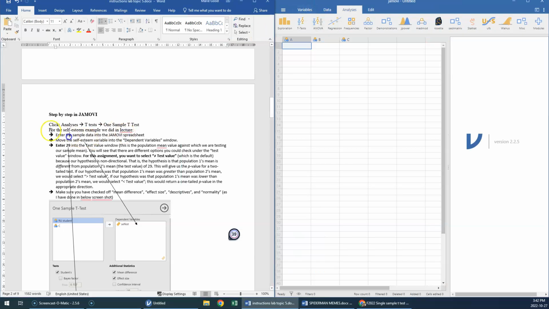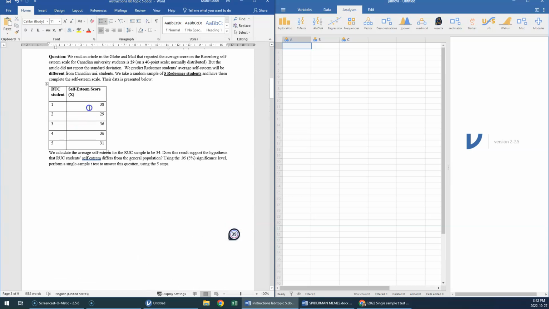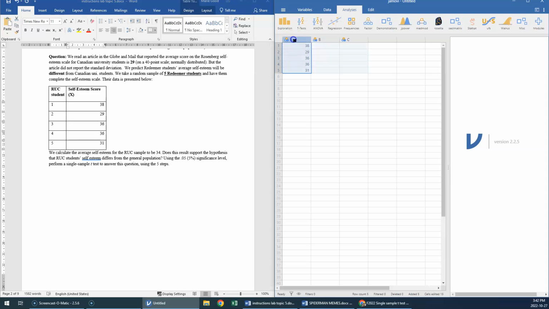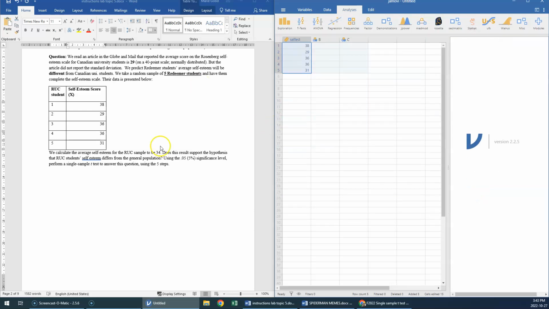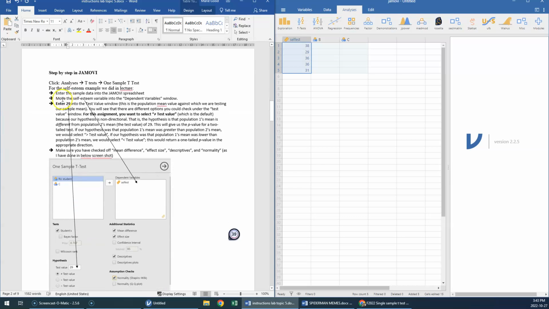And the first thing we're going to do is move the sample data into the Jamovi spreadsheet. So we are going to copy and paste this information. We have to make sure we change it to a continuous variable, and we'll call that self-esteem. And that's all we need to enter in terms of data. Sorry, that was just out of order there. The first thing we should do is enter the sample data, right?